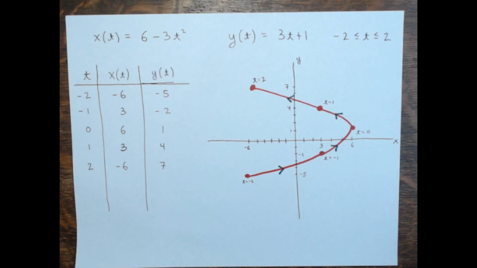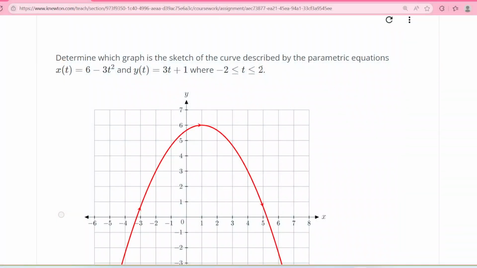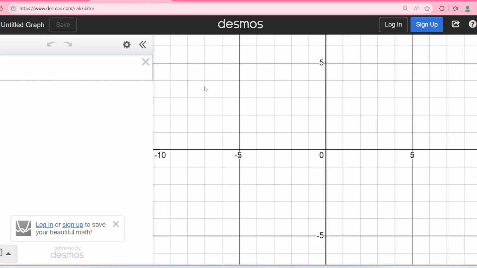All right, so I'm going to go to Desmos now, desmos.com. And let's do it again, just to really double check myself and see if my hand drawing there is actually what I'm supposed to be getting.